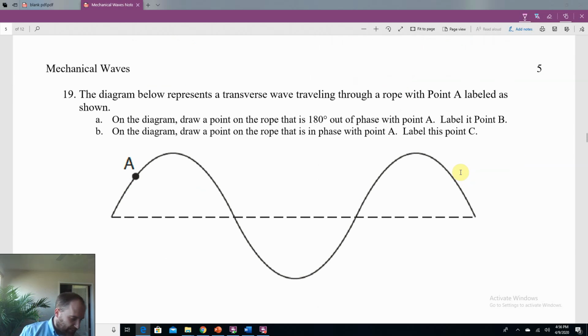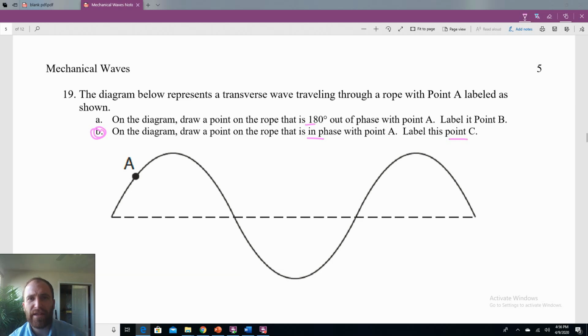Last up. The diagram below represents a transverse wave traveling through a rope with point A labeled as shown. We're drawing a point that's 180 degrees out of phase and labeling it B. And then we're going to do something that's in phase and label that point C. I'm actually going to do this part first, because in phase is just always easier.